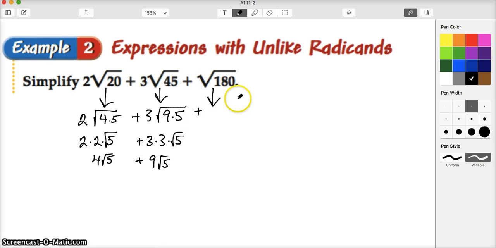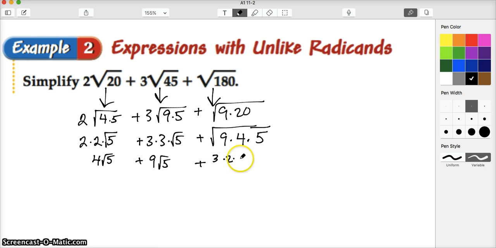Let's do this next one, 180. Well, I know 9 goes in there evenly. So 9 times 20 is 180, but 20 we just did. We saw it was 4 times 5. So technically I can do 9 times 4 times 5, and I could have done 36. Do you see that 36 here? 9 times 4 is 36. The square root of 36 would be 6. Or I could think the square root of 9 is 3 and the square root of 4 is 2, and I get 6. Either way, I get 6 on the outside. I'm going to take a little extra step: 3 times 2 times the square root of 5 gives me 6 root 5.